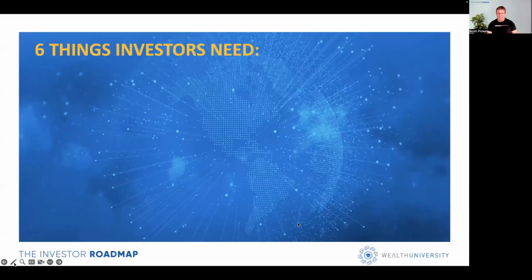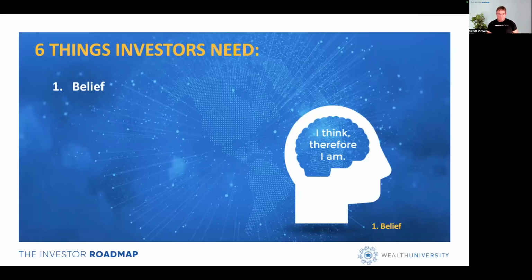Okay, so let's go to the 6 needs of an investor. This is the first one that I think is relevant, and the first one is belief. I learned this the hard way, actually. We built the platform, the Wealth Migrate platform. I was like, cool, here we go. Now that you've got the platform, you can all just go and invest in it.